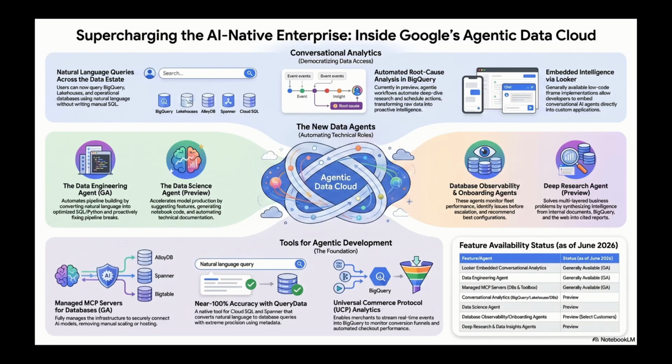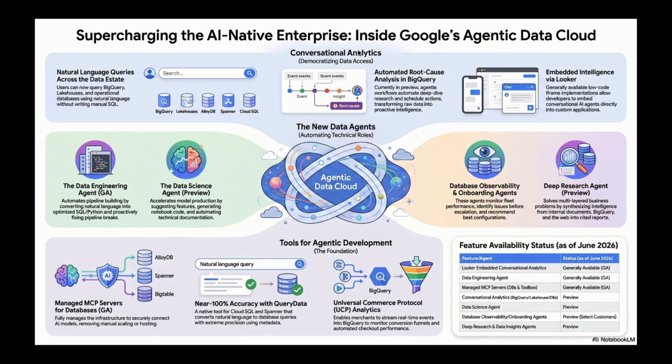So let's get started. Recently Google announced a massive shift towards what they call the agentic data cloud. As you can see in this infographic, it's a huge ecosystem of dedicated agents. But in this 5-part series, we're going to be focusing on the top part here that looks at conversation analytics in BigQuery.